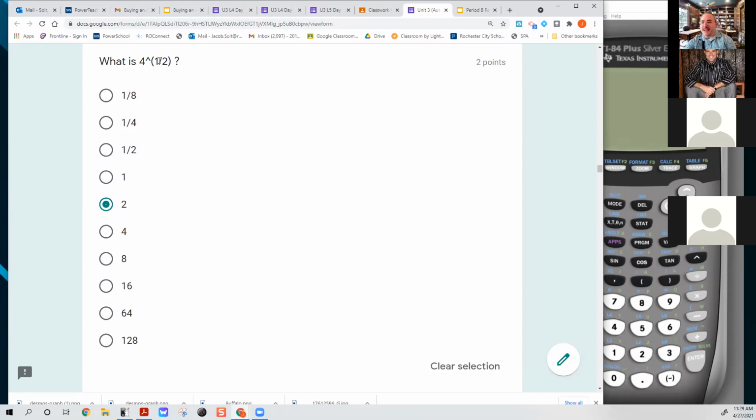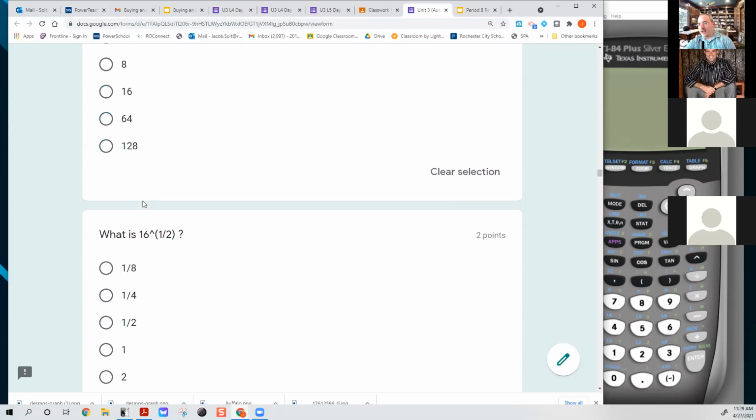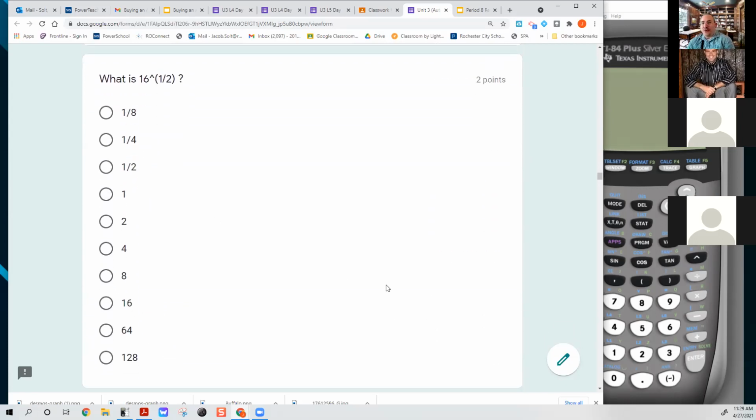But yeah, as Mr. K says in the chat, 4 raised to the 1/2 power is the same thing as the square root of 4, which is asking what number multiplied by itself gives me 4. And that's 2, right? 2 times 2 is 4. Therefore, 4 to the 1/2 power is the same thing as the square root of 4, which is the same thing as 2. Okay, what about 16 raised to the 1/2 power?